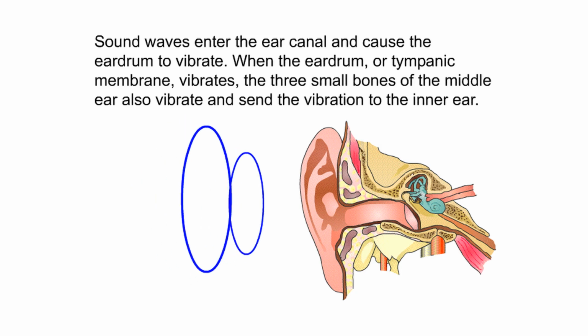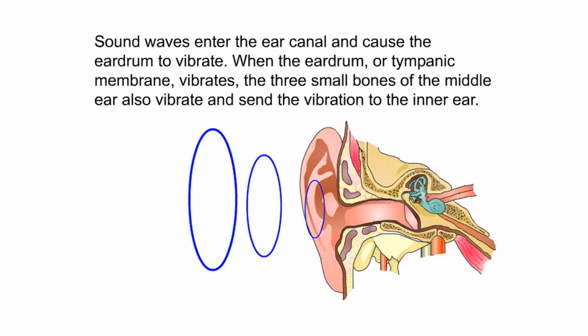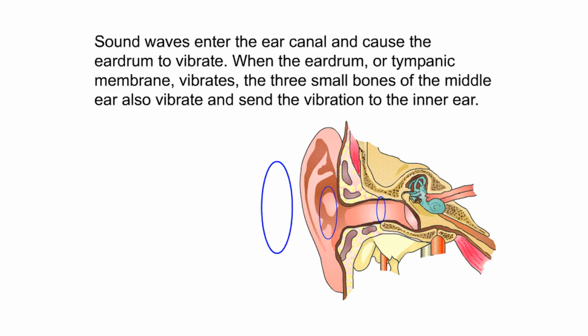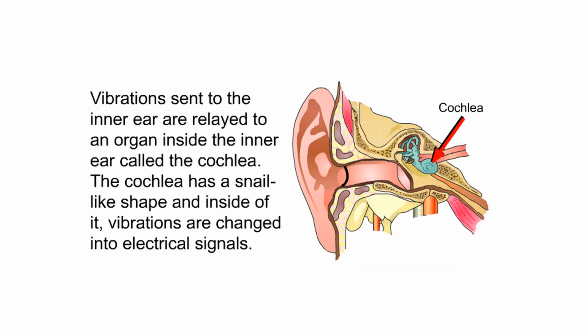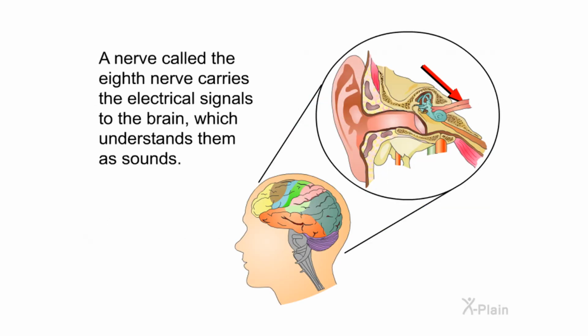Sound waves enter the ear canal and cause the eardrum to vibrate. When the eardrum or tympanic membrane vibrates, the 3 small bones of the middle ear also vibrate and send the vibration to the inner ear. Vibrations sent to the inner ear are relayed to an organ inside the inner ear called the cochlea. The cochlea has a snail-like shape, and inside of it, vibrations are changed into electrical signals. A nerve called the 8th nerve carries the electrical signals to the brain, which understands them as sounds.